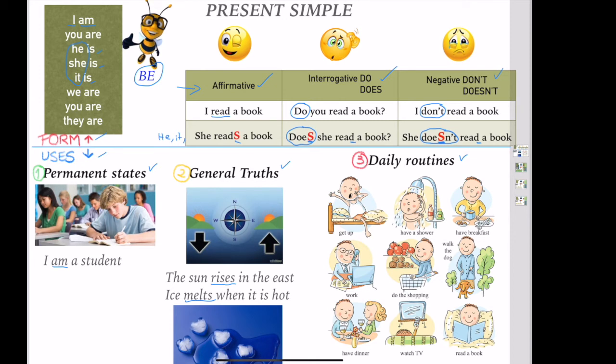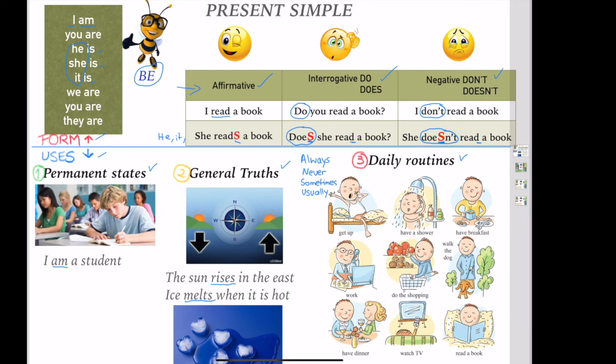In these daily routines, it is very typical to have the actions with frequency adverbs. Frequency adverbs are adverbs that express the frequency of the actions. For example, we have always, never, sometimes, usually. These are frequency adverbs. It's very important to remember that daily routines are associated with frequency adverbs.